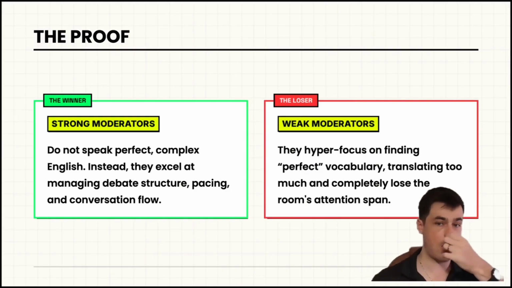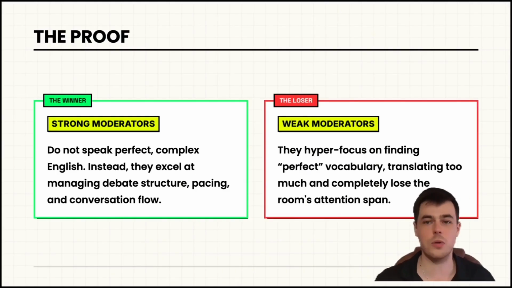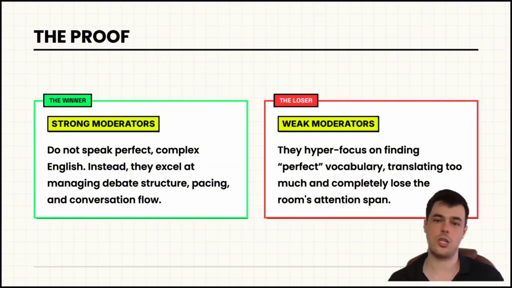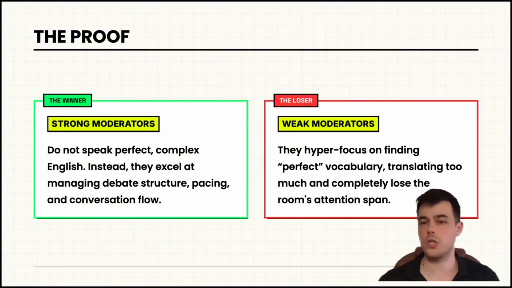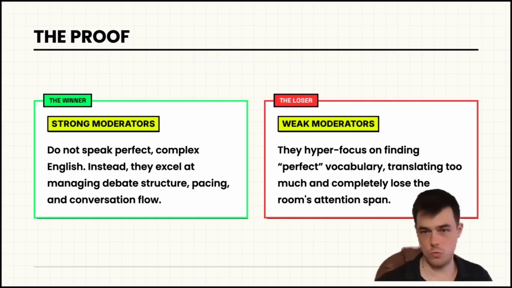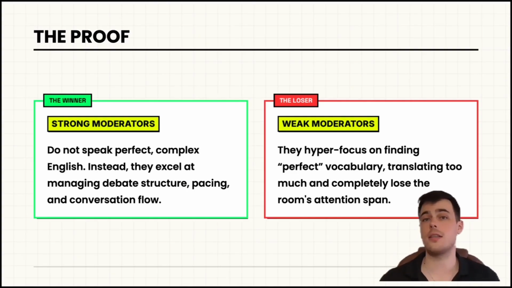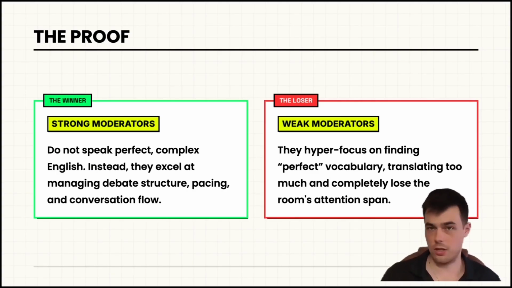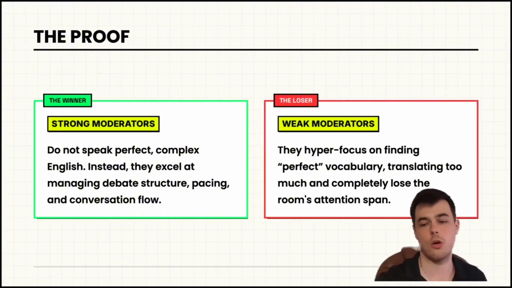Weak moderators hyper-focus on finding perfect vocabulary. They translate too much, and they completely lose the room's attention span. Doesn't matter. It's far better to say something, even if there's a mistake, as long as it is clear, that's the goal. But to say it with confidence, with authority, that will get much better reception in a meeting, in a discussion, than if someone's trying to chase the perfect grammar and vocab and so on.